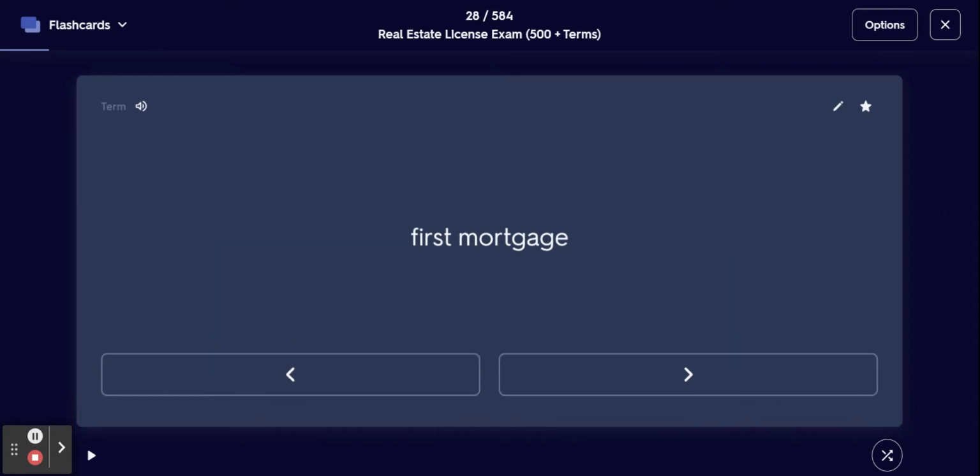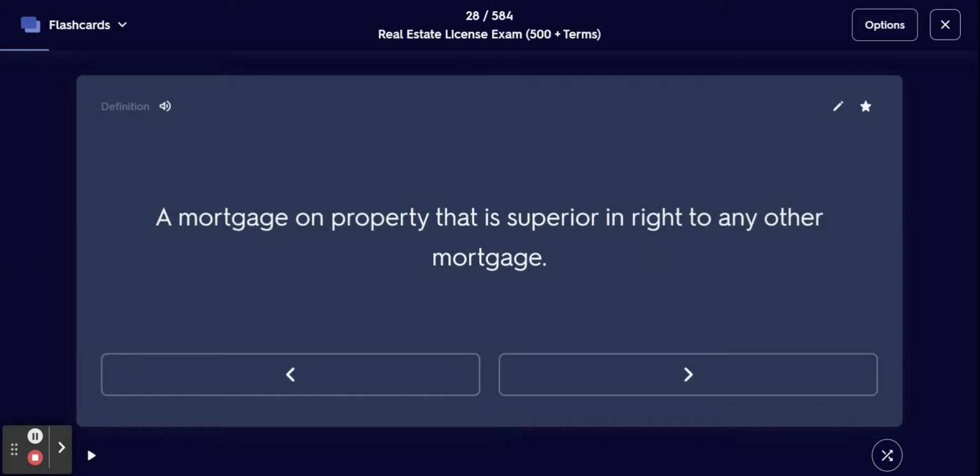First mortgage. A mortgage on property that is superior in right to any other mortgage.